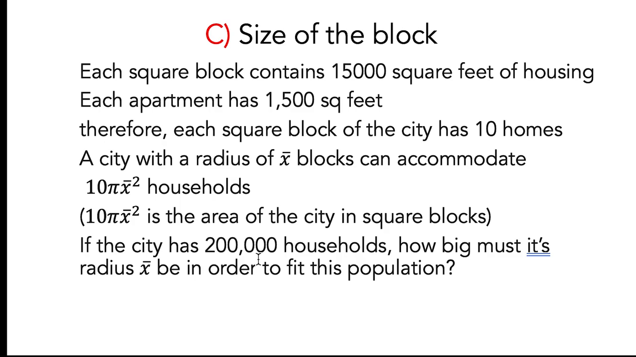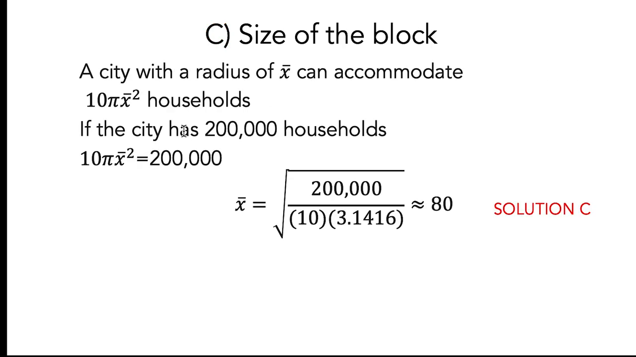Now, if the city has 200,000 households, how big must this radius be so that everyone fits? So we have that this is the radius, and now we basically solve this equation for x. That way we can see how many blocks we need. So by dividing both sides by 10, putting pi below, which is 3.1416, and then taking the square root, we get something very close to 80. So x bar is 80. The size of the city must be 80 in terms of blocks.